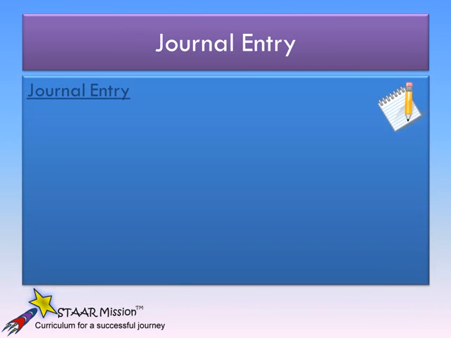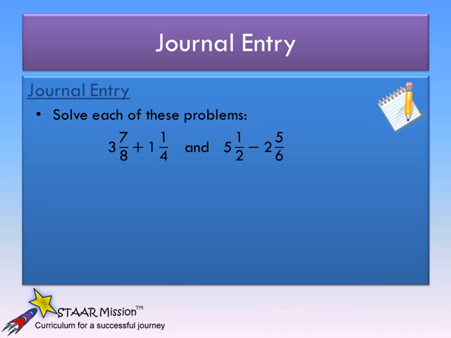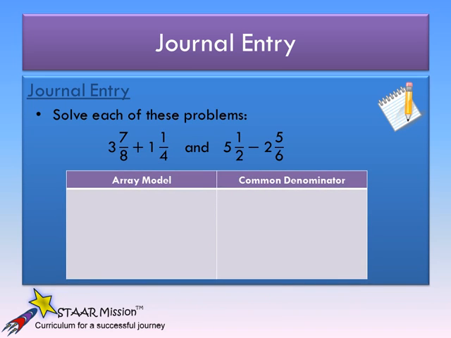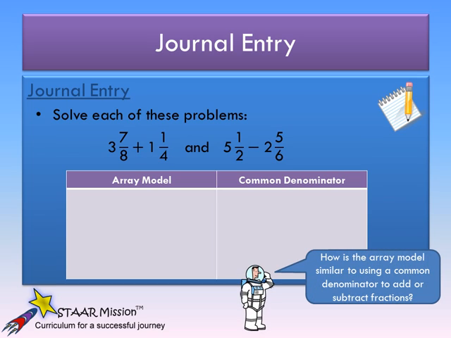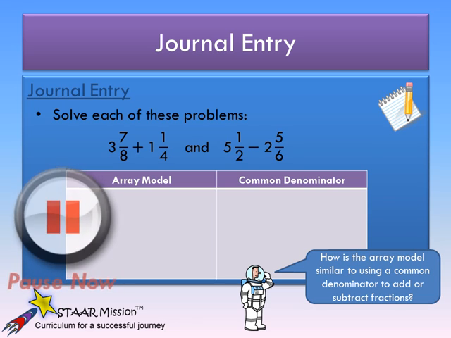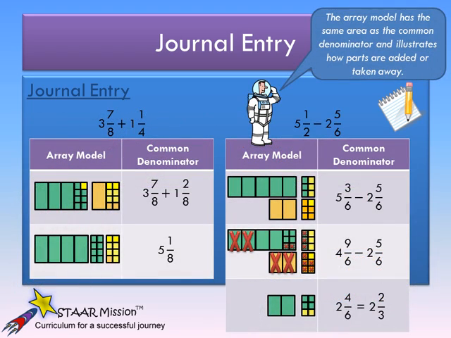In your math journal, solve each of the problems using a 2-column T-chart showing the array model next to the common denominator. Then answer the question, how is the array model similar to using a common denominator to add or subtract fractions? Pause the video while you do so, then resume the video to see sample solutions. How do your answers compare to these?